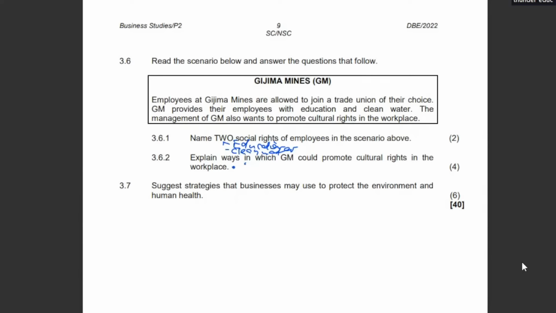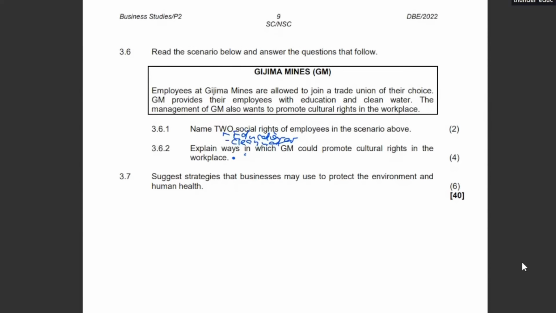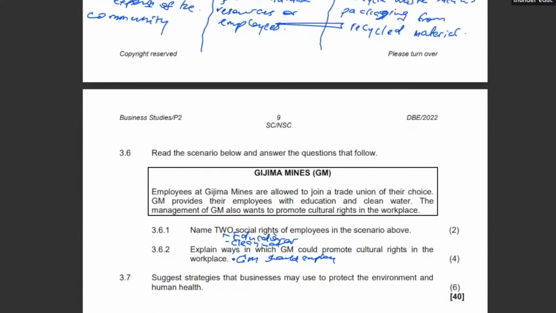GM should employ people from various cultural backgrounds.